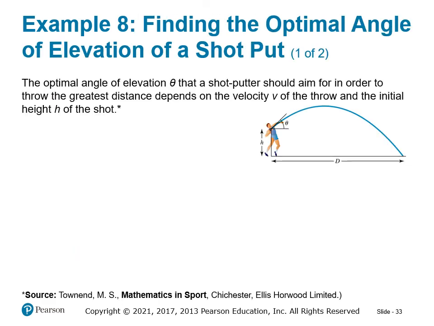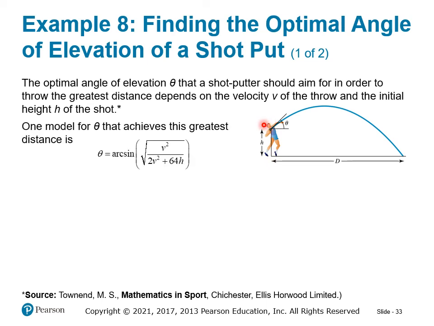Okay, so we have one more thing that we're going to look at here, and this is a word problem. And this says the optimum angle of elevation theta, and you can see theta there in the diagram, that a shot putter should aim for in order to throw the greatest distance d depends on the velocity v of the throw and the initial height h of the shot when he releases. Okay, a formula for this that achieves the greatest distance is theta equals arcsine of the square root of v squared over 2v squared plus 64h.